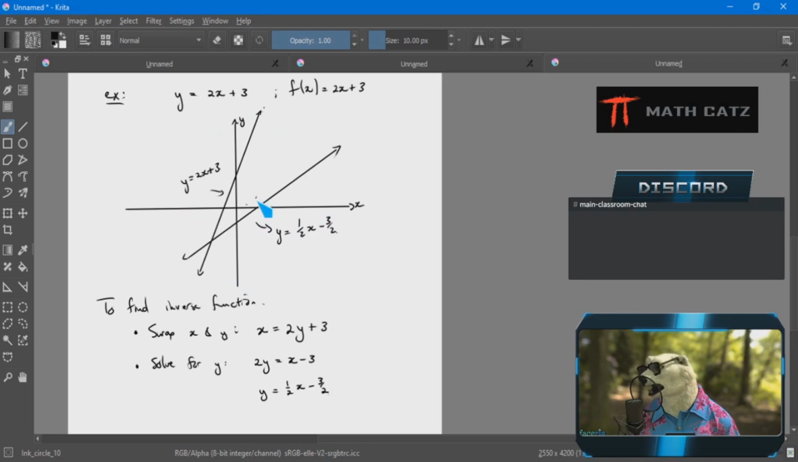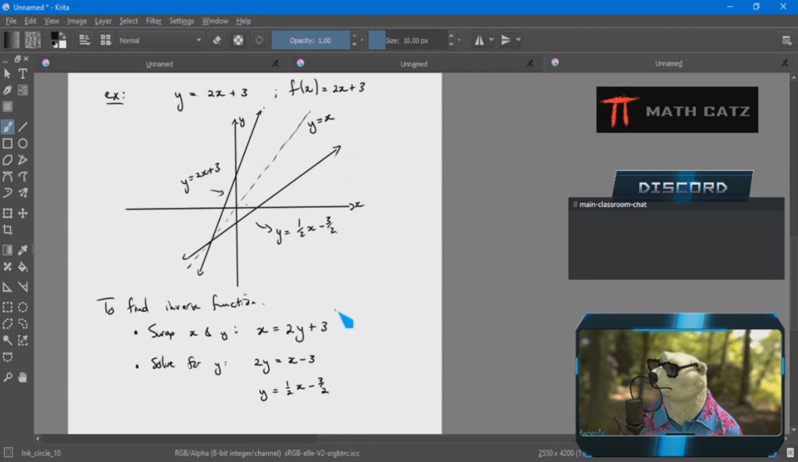So graphically, the relationship between these, by the swapping action that we've done, is we've created the mirror image in the line y equals x. So apart from the function relationship between the two, which we'll get to in a second, graphically, we've created this mirror image. Okay? So I want to keep the graphical relationship of these two in mind as well.